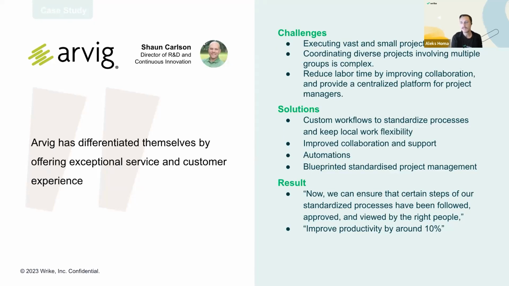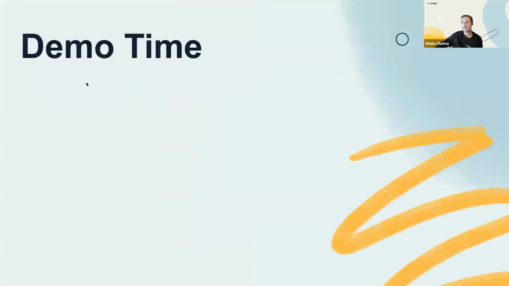Of course, they're also utilizing some of our automations, which, if you've joined any of our instructor-led training sessions so far, there is going to be more on that as well. And of course, they're now getting the most out of Wrike, improving productivity by around 10%. They've standardized their processes and are getting approvals by the right people. Sean Carlson, their director of R&D, has said that Arvig has differentiated themselves by offering exceptional service and customer experience. So how do we get to that for you, essentially, right? So let's dive into that.